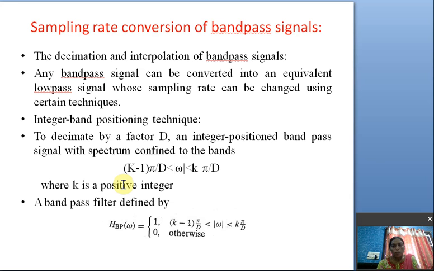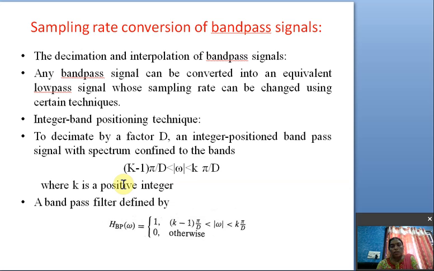So in this video I am going to explain sampling rate conversion of bandpass signals, that is, the decimation and interpolation of bandpass signals. Any bandpass signal can be converted into an equivalent low pass signal whose sampling rate can be changed using certain techniques. Here the integer band positioning technique is used to decimate by a factor d an integer positioned bandpass signal with the spectrum confined to the bands (k minus 1) pi by d to k pi by d, where k is a positive integer.